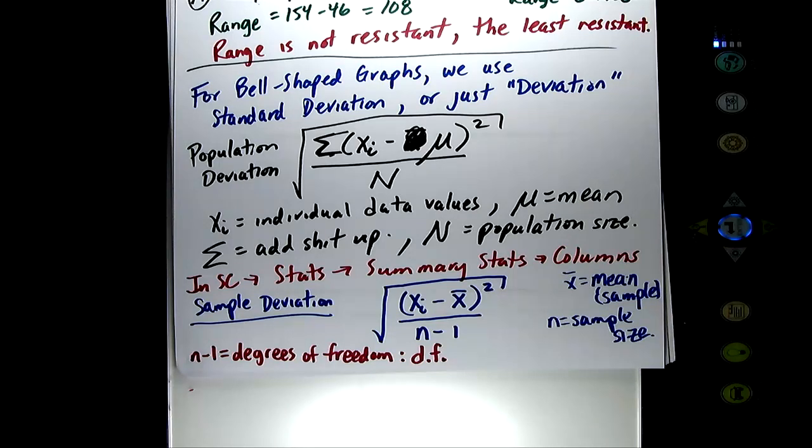Whatever sample size we have and we're using, we have to use one less. So if I survey 30 people, I need to use 30 minus 1, which is 29, on the bottom. Does that make sense?